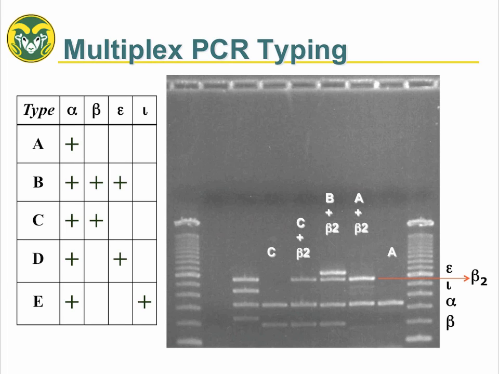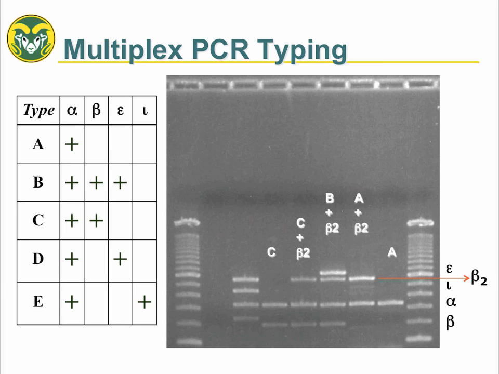Now, with all of the molecular work, we've got PCR typing, and I'm going to guess that most of the veterinary diagnostic labs do this, and I'm sure that you do this here at Kansas State. Basically it types for the alpha, beta, epsilon, and iota toxins. Many of the multiplex procedures also look for the beta-2 toxin and the enterotoxin as well. So a wide variety of different things.